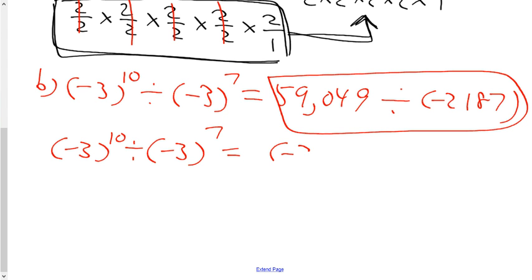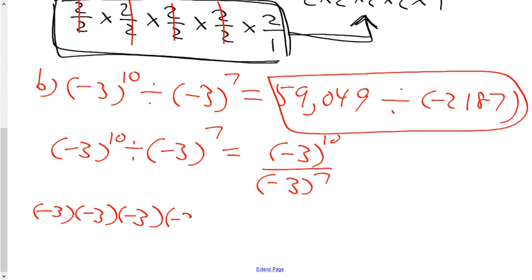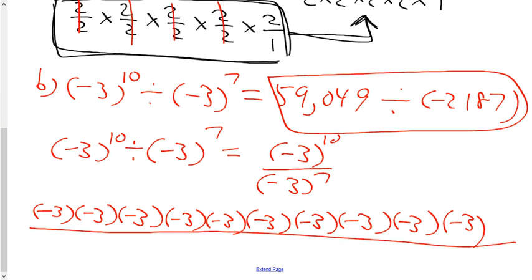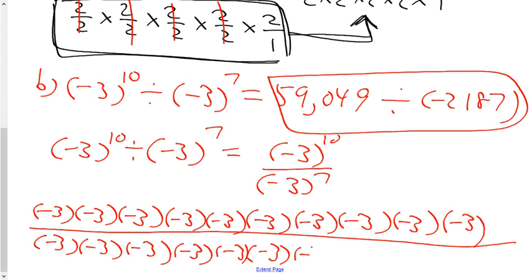That's the same thing as negative 3 to the 10 over negative 3 to the 7, which is, this sucks because it's really long, negative 3 times negative 3 times negative 3 times negative 3 times negative 3 times negative 3 times negative 3 times negative 3 times negative 3 times negative 3. Is that 10 of them? Yes. Divided by negative 3 times negative 3 times negative 3 times negative 3 times negative 3 times negative 3 times negative 3. How many is that? 1, 2, 3, 4, 5, 6, 7. Good.